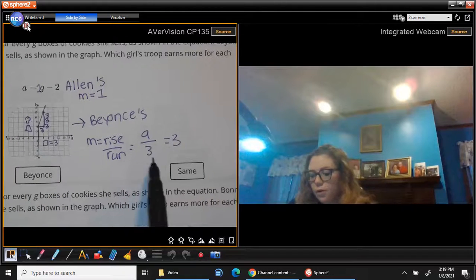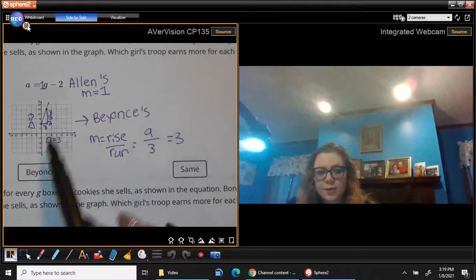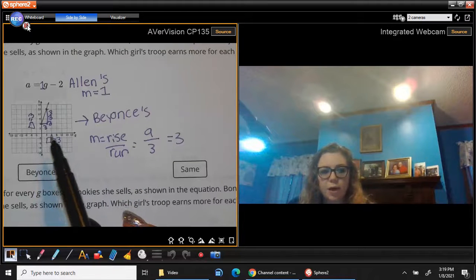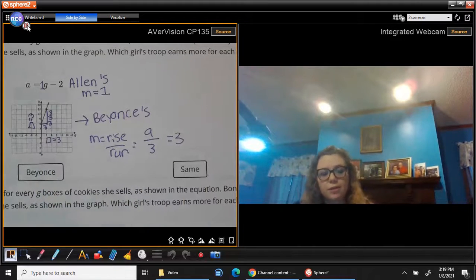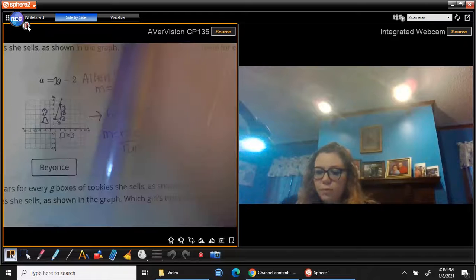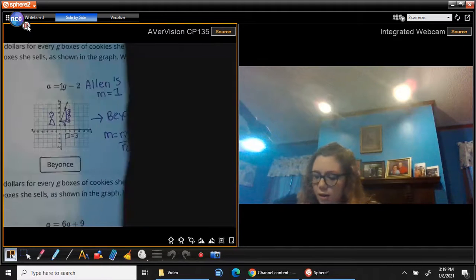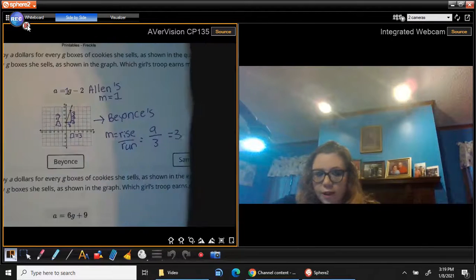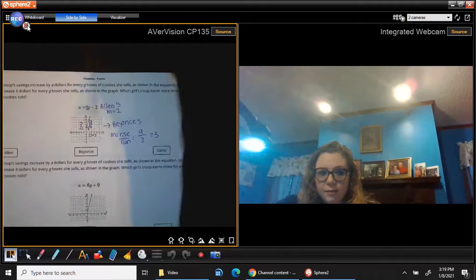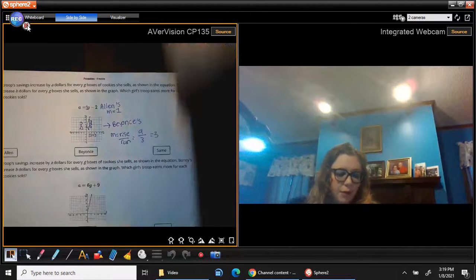So just pay really close attention to how much each box is worth, because it's not always going to be 1. Sometimes you're going to be counting by more than 1. So looking at the slope, which one is going to earn more for each additional box? Okay, and that is going to be Beyonce's.